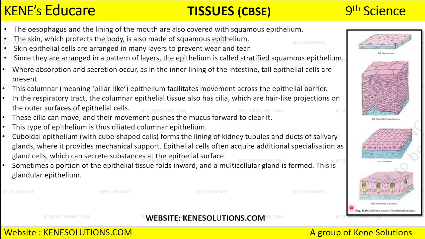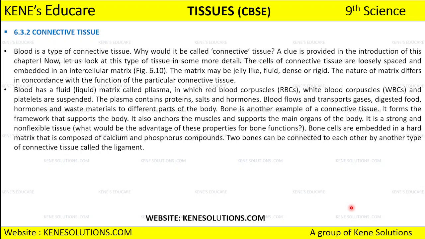Okay, so the epithelial cells often require some additional specialization as the gland cells, so that they can secrete certain substances at the epithelial surface there. Sometimes a portion of the epithelial tissue gets folded inward, and a multicellular gland is formed at that position, and we call that glandular epithelium. क्या बोलेंगे हम उसे? Glandular epithelium.